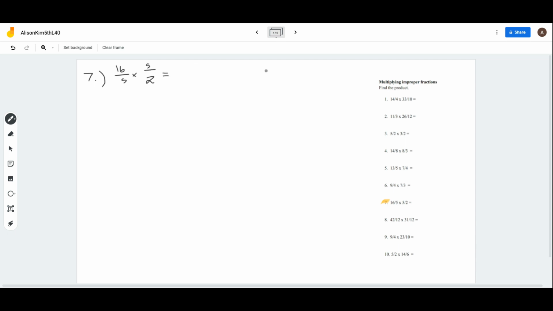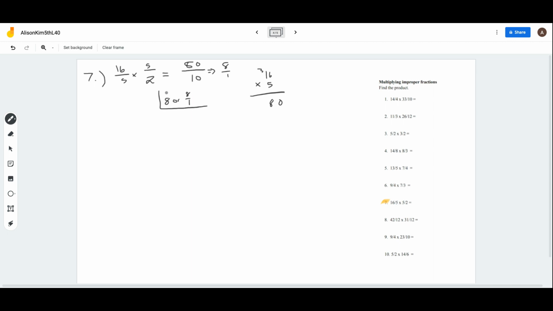So 16 times 5 is 80. So we put 80 over 5 times 2 is 10. And we get 80 over 10. However, as you can see, we can actually simplify this even further to get just 8 over 1, because both can be divided by 10. You can leave it as 8 over 1, but I'm just going to leave it as 8 because 8 over 1 is the same thing as 8.